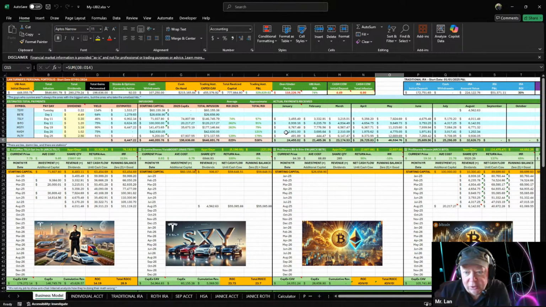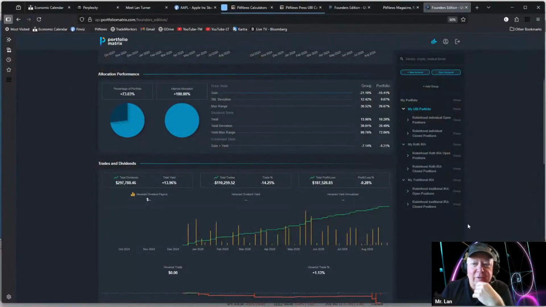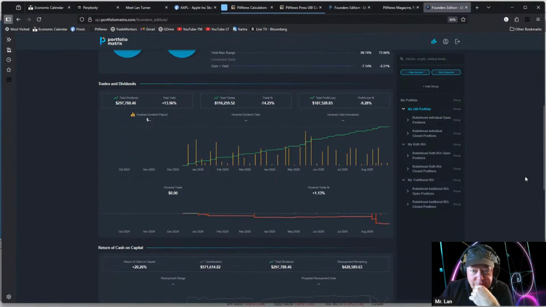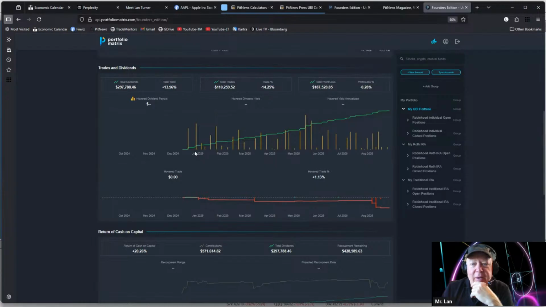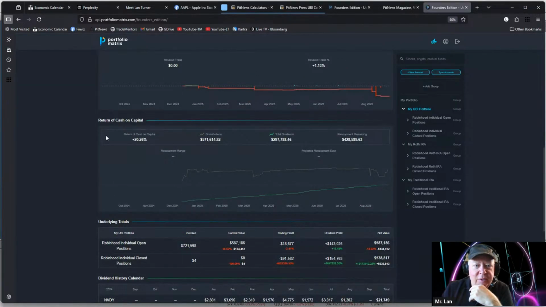Now, I love the view and everything in the spreadsheet and all the numbers and stuff, and I love to go in and do all that because I'm a real math, I'm a computer nerd. I like this kind of stuff, but it's easier if it's just all done for you. Okay. And so you can see my growth right here. This little green line here, this is the growth of my income that's coming in. You can see my trades down here against my growth.